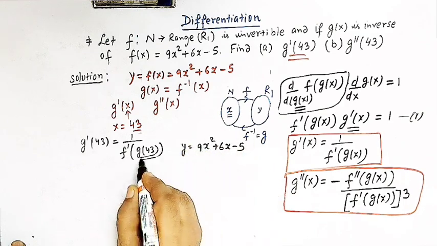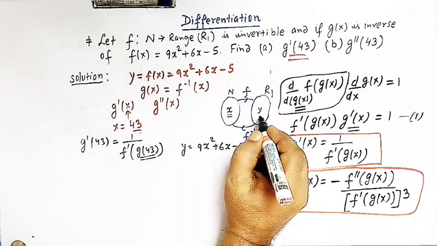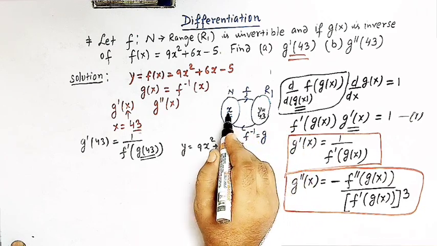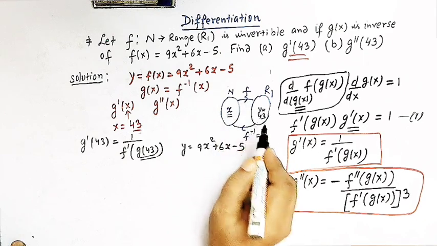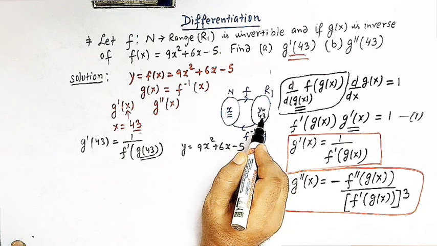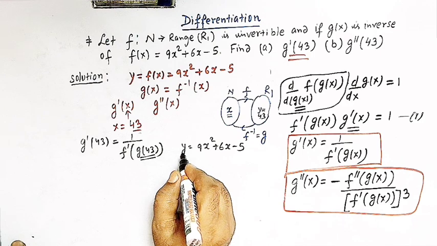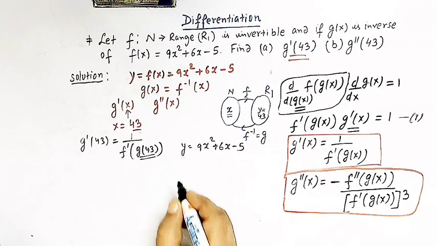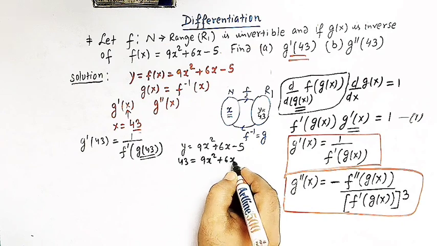Now see here we have g of 43, right? So it means y is equal to 43, and the image of x under f is y, and we have to find the values of x for which the image of 43 under g is x, right? So for this, we'll take y is equal to 43. So now we have 43 and 9x² + 6x − 5.